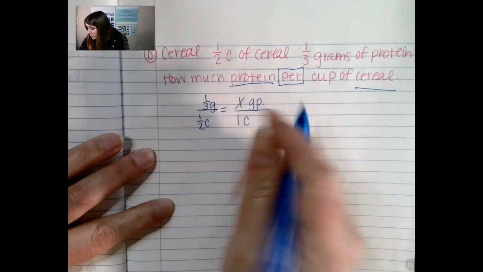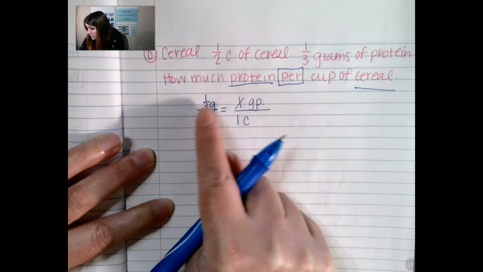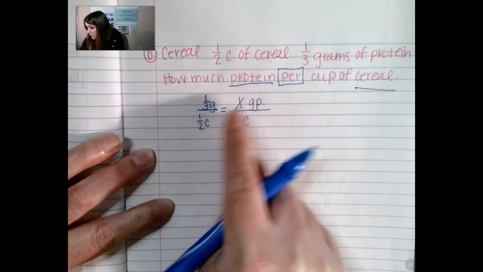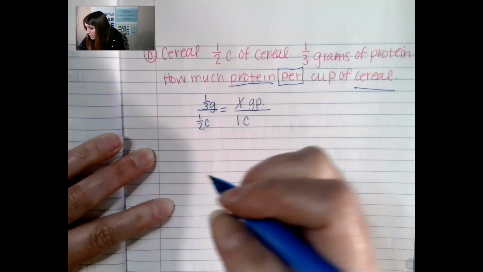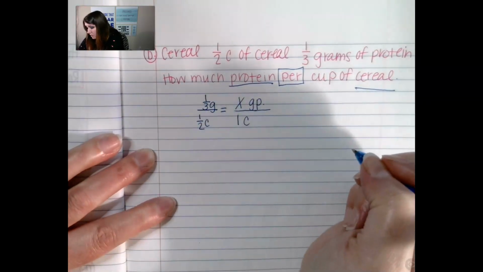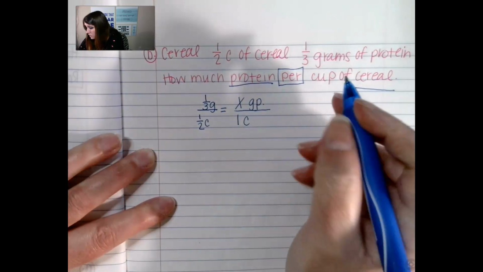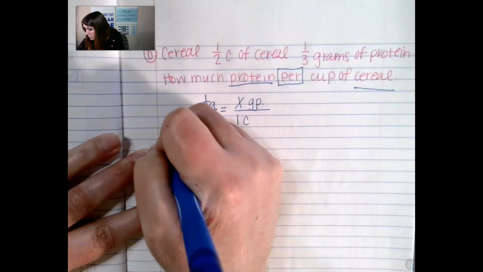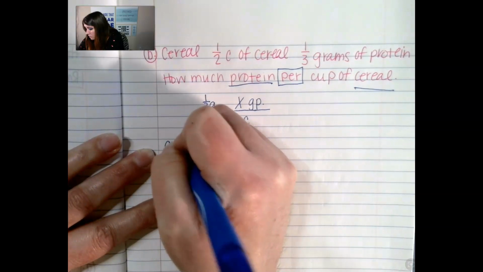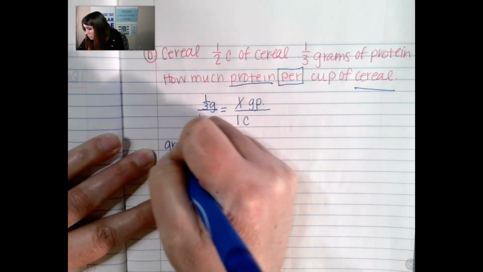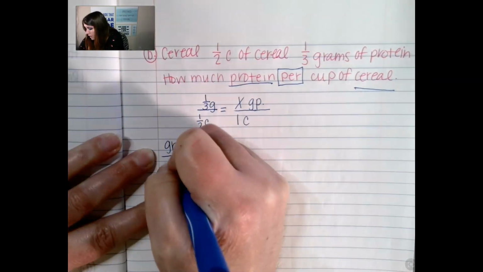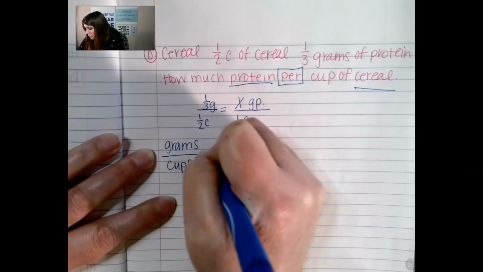So I'm going to take this comparison right here. I've got grams to grams, cups to cups, and I'm just going to set up a table now. So I'm going to compare grams of protein to cups of cereal.